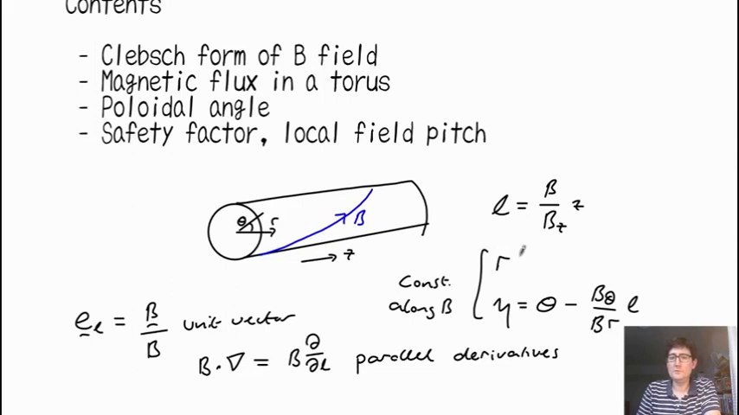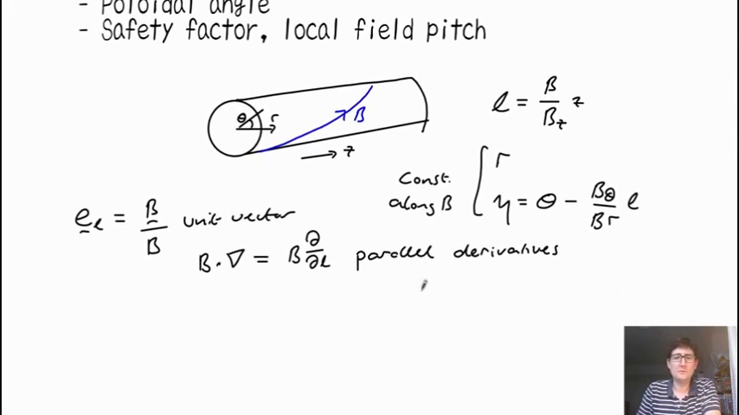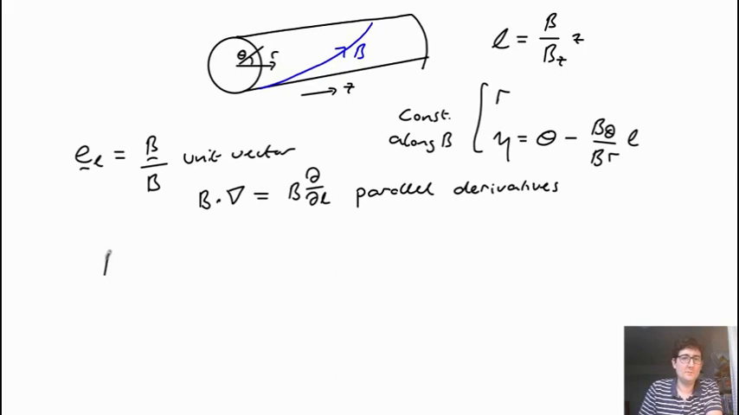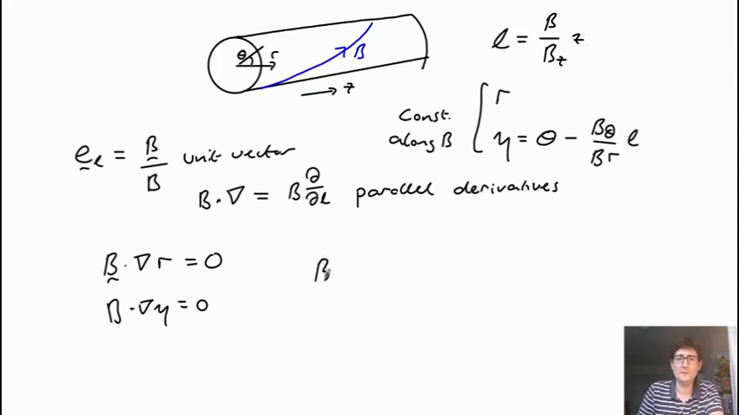So we have two coordinates r and eta which are constant along the magnetic field, and this means that B dot grad r is 0, and B dot grad eta is 0. This just means that the gradient along the magnetic field of the radius or this poloidal angle eta are both 0 because they're not changing. And so that therefore means that B must be proportional to the cross product of these two. So it's grad r cross grad eta.